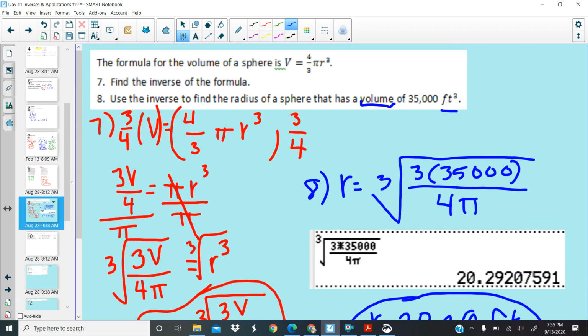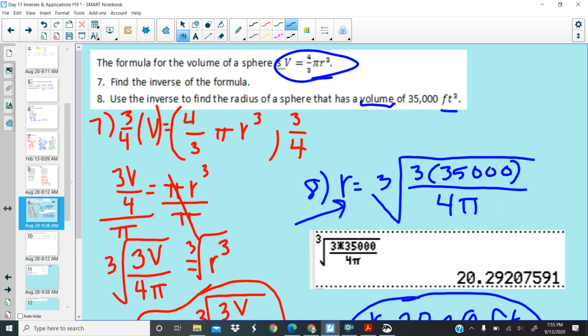But if it gave you the radius and it asked you to find the volume, you could just plug it into the original equation instead of plugging it into the inverse. So that's kind of the idea: the inverse gives you an easier way to find stuff based on the information that you have. Because if you have volume, it's easier to plug it into this equation. And if you have the radius, it's easier to use the other one.